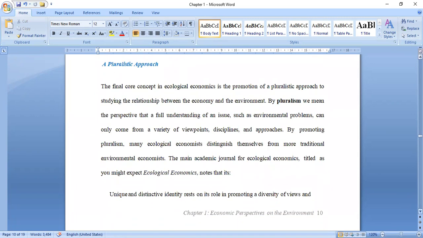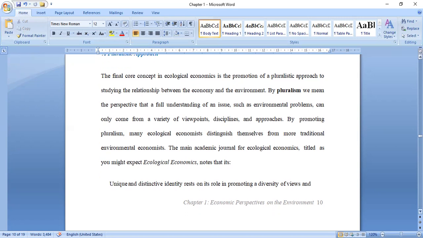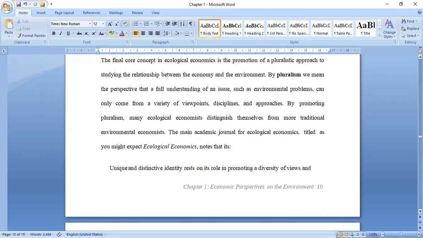And then we've seen that pluralism believes that an environmental problem will arise out of very many different causes. It looks at these environmental aspects through different disciplines, not only economics, but other disciplines as well.